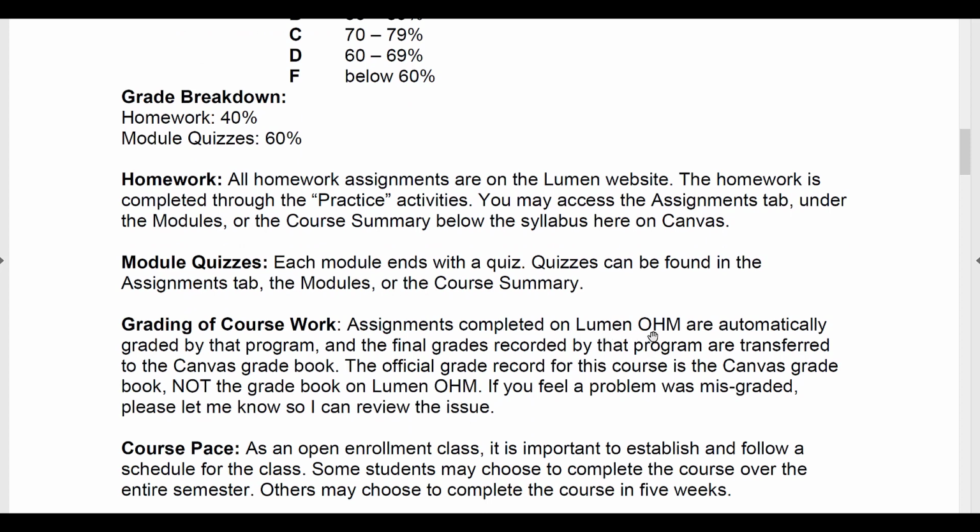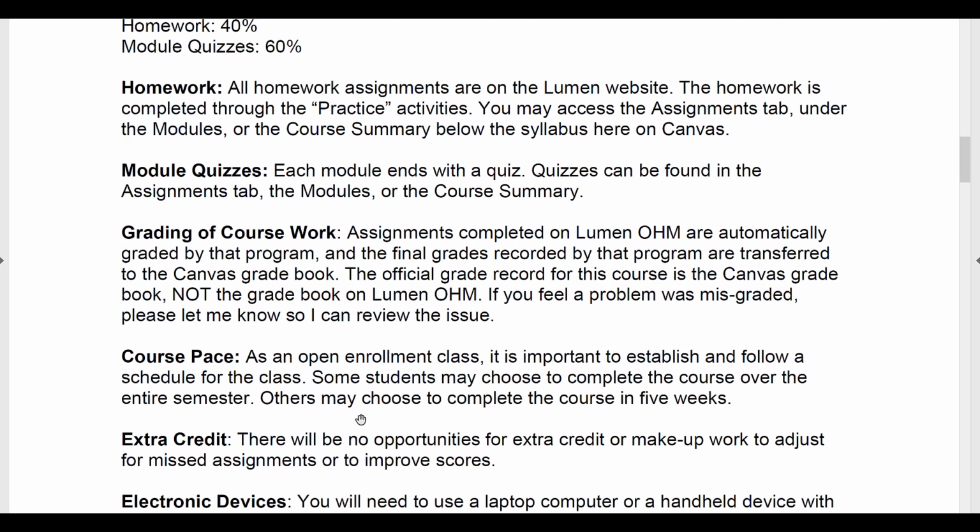Assignments completed on the Lumen OHM side are automatically graded by that program. The final grades are recorded by that program or transferred to the Canvas gradebook. The official grade record for this course is in the Canvas gradebook, not the gradebook in Lumen, because it doesn't weight things. If you feel a problem was misgraded, please let me know so I can review.